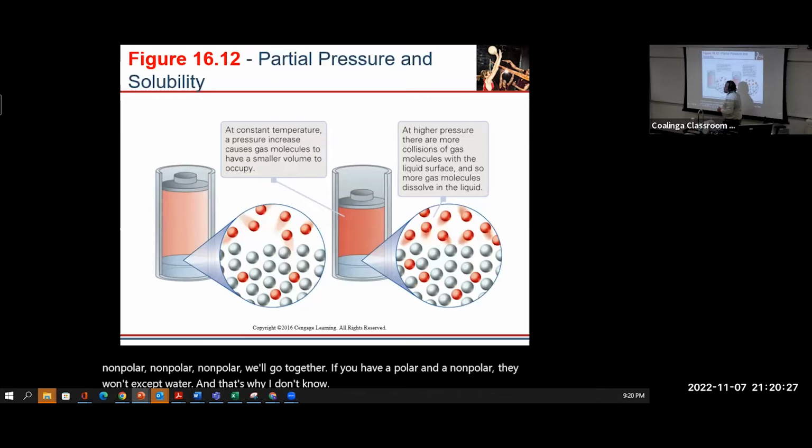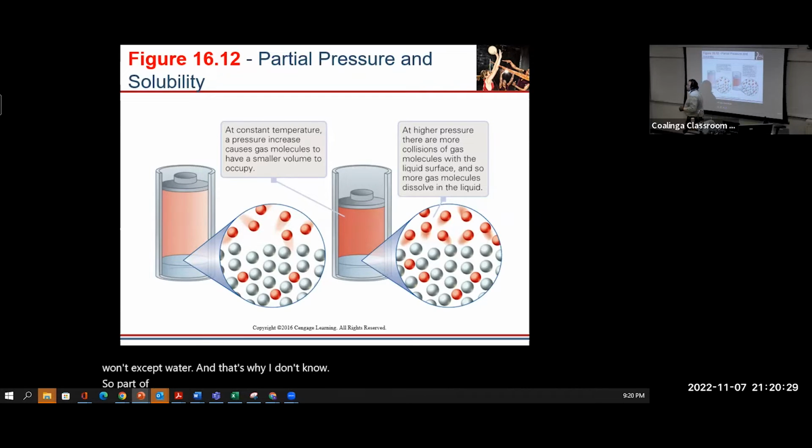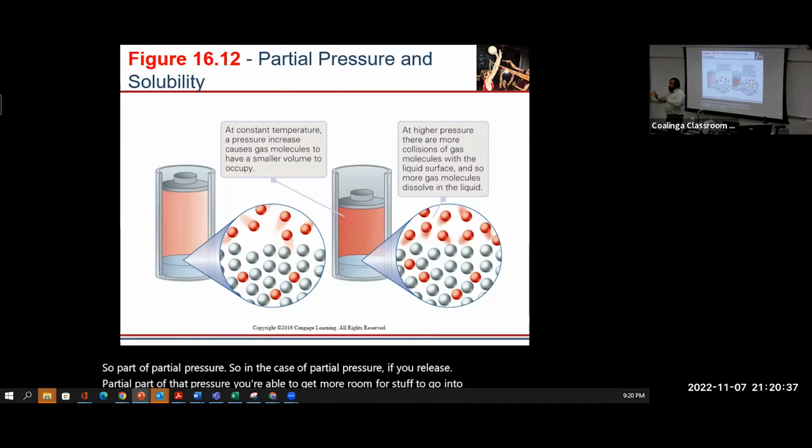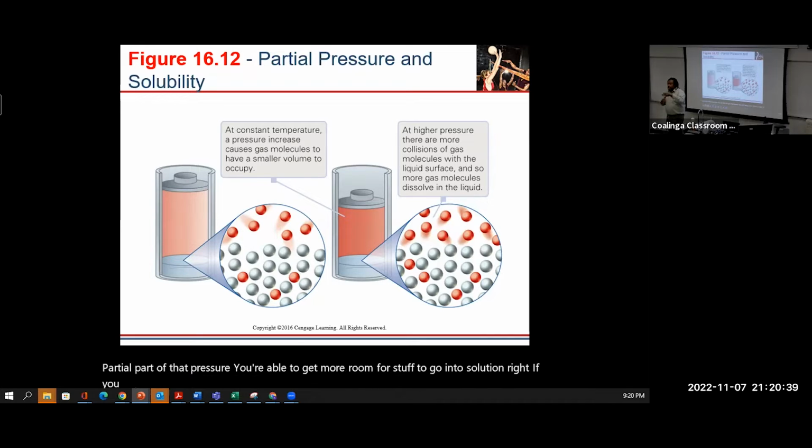Okay, so partial pressure. In the case of partial pressure, if you release part of that pressure, you're able to get more room for stuff to go into solution. If you put pressure on it, it causes things to start to happen.